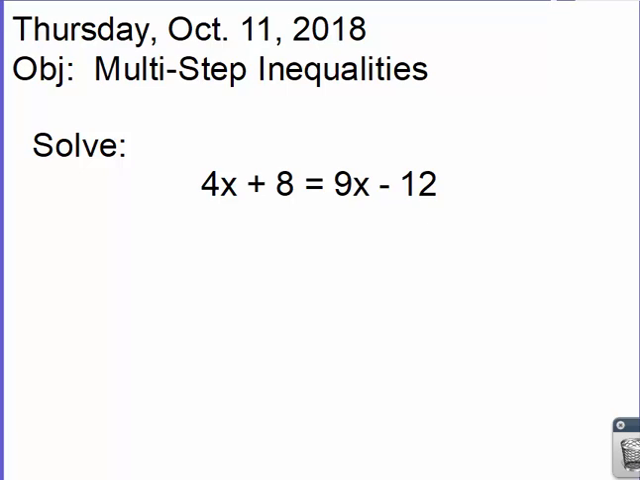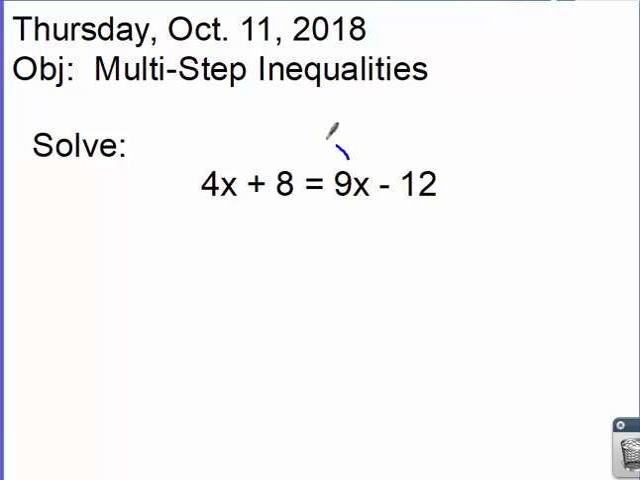Step number 1, get your letters on one side, and the majority of you like having your letters on the left. Step number 2, get your numbers on the other side. And again, for both of those steps we add the opposite. And at that point, we're able to solve. If we have a multiply, we do a divide. If we have a divide, we do a multiply. So let's see if we can remember what to do.